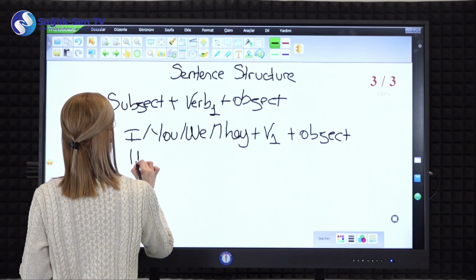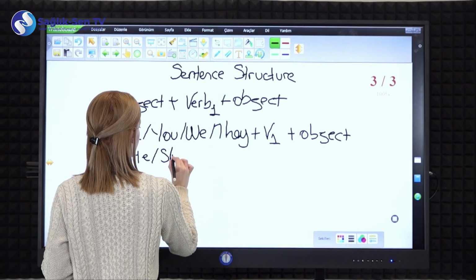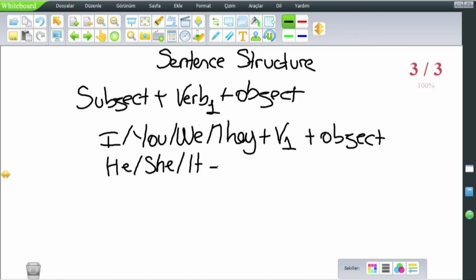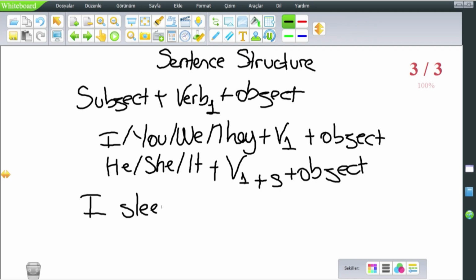But with these subjects, he, she, it, I add S to my verb. And of course, object. Let's make an example. I sleep early every night.